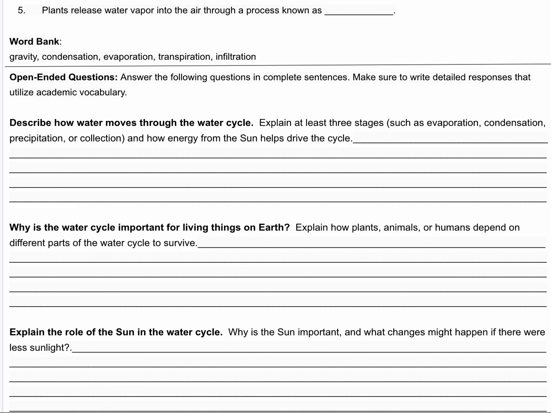Explain at least 3 stages, such as evaporation, condensation, precipitation, or collection, and how energy from the sun helps drive the cycle. Why is the water cycle important for living things on Earth? Explain how plants, animals, or humans depend on different parts of the water cycle to survive. Explain the role of the sun in the water cycle. Why is the sun important, and what changes might happen if there were less sunlight?